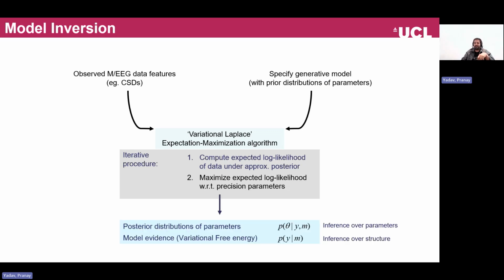And once it reaches there, we obtain the posterior distributions of parameters, which we can use to carry out inference over parameters, such as asking whether a certain range of parameters is very likely or not. We also obtain model evidence, which is the variational free energy. And using this, we can perform inference over the model structure, such as should a parameter be included in our model or not.